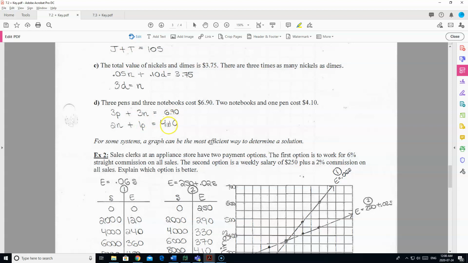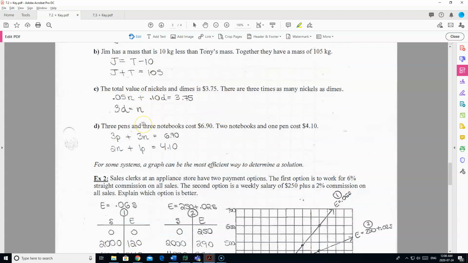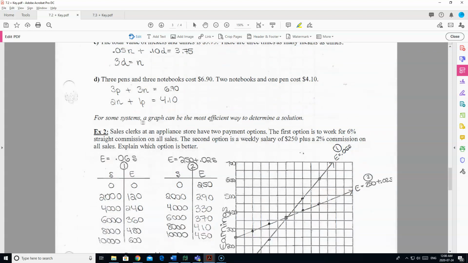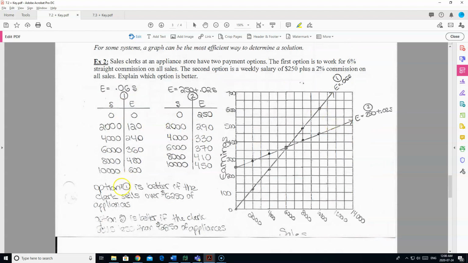It equals $4.10. Okay. So this sort of thing is what you're going to have to do in this section. You're going to get some kind of word problem, or a couple of sentences, and you're going to come up with 2 equations. So it's just one extra step compared to 7.1. Let's look at this example. It looks like a lot of work that they did, but we'll read the question together, and then I'll explain what's going on here.